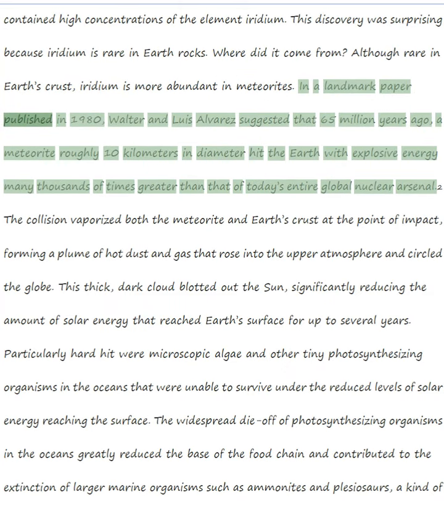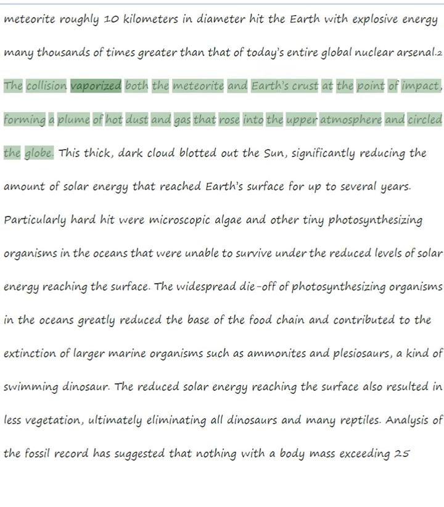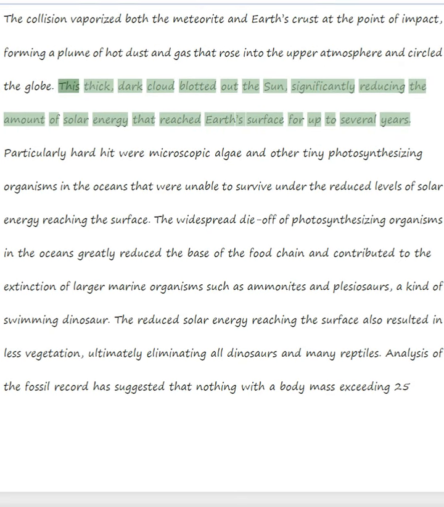In a landmark paper published in 1980, Walter and Luis Alvarez suggested that 65 million years ago, a meteorite roughly 10 kilometers in diameter hit the Earth with explosive energy many thousands of times greater than that of today's entire global nuclear arsenal. The collision vaporized both the meteorite and Earth's crust at the point of impact, forming a plume of hot dust and gas that rose into the upper atmosphere and circled the globe. This thick, dark cloud blotted out the sun, significantly reducing the amount of solar energy that reached Earth's surface for up to several years.